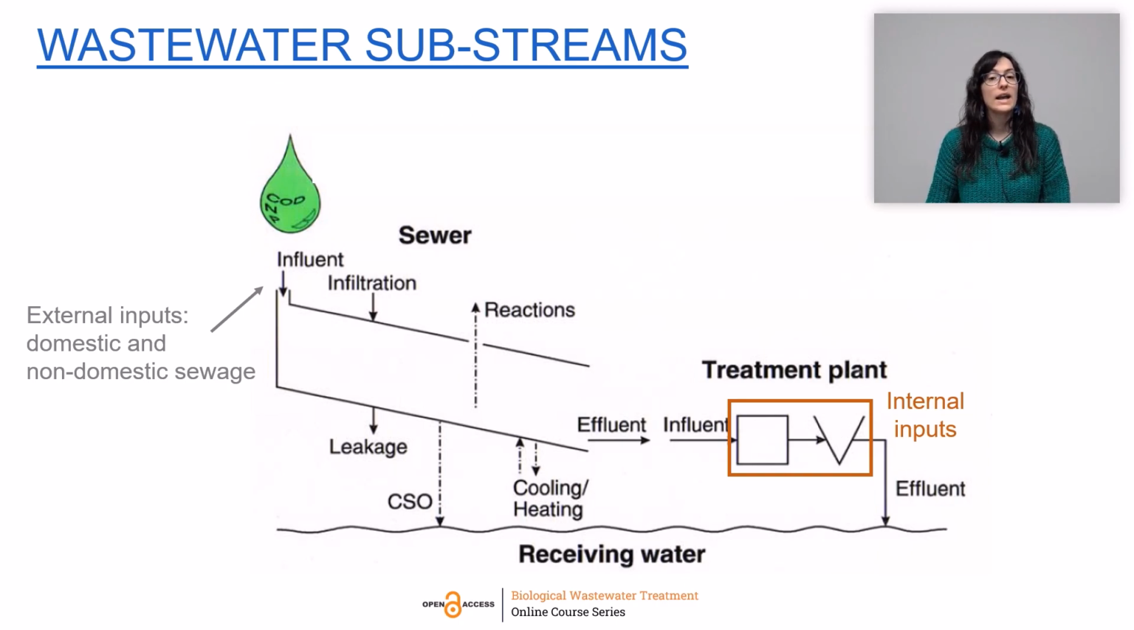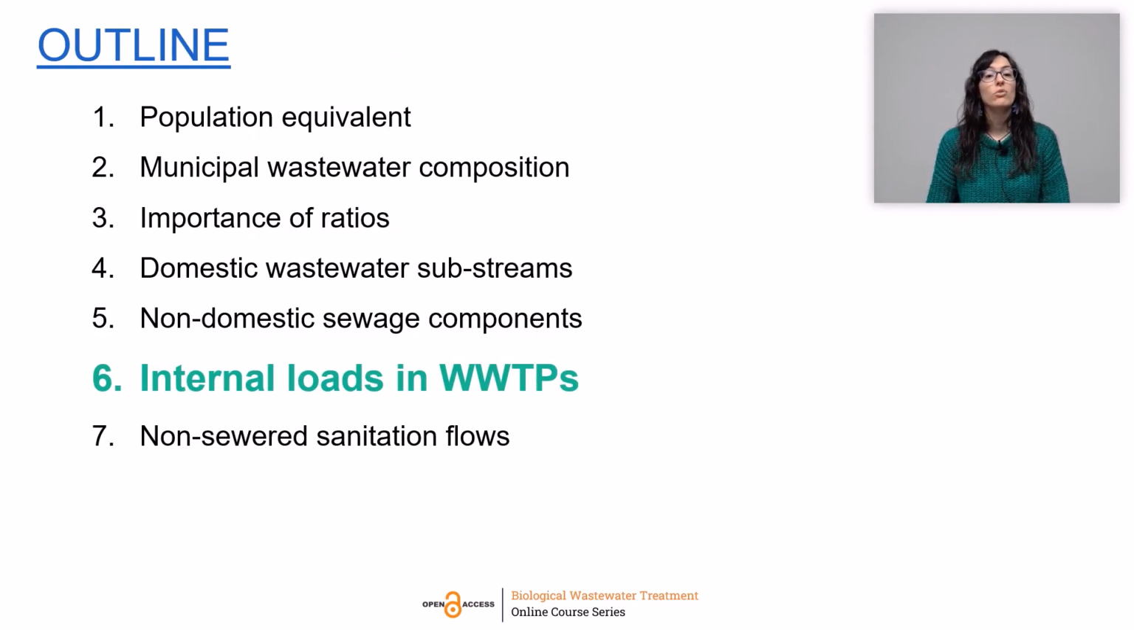If we go back again to the scheme of the sewer and the treatment plant, we have dived into all the external inputs until this point, and now it's time to go to the internal inputs or internal loads in treatment plants. As mentioned before, these streams are produced internally in the plant. And to understand where they come from, the first thing that we need to know is how the treatment plant works.